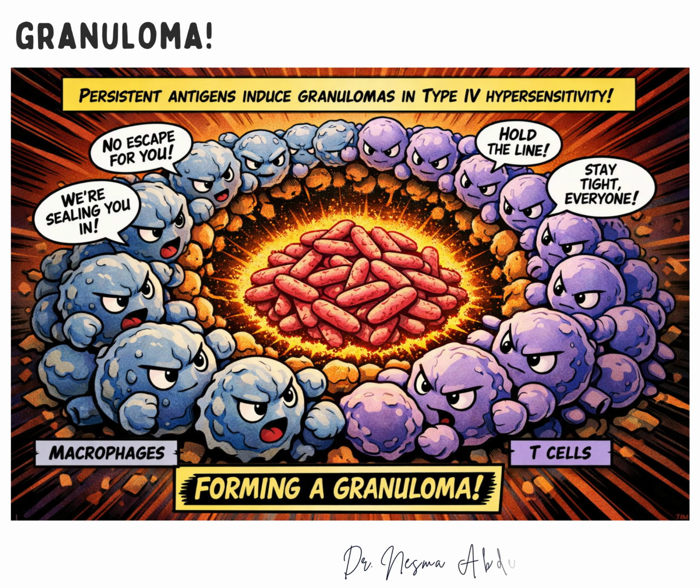In cases of persistent or difficult to clear antigens, type 4 hypersensitivity can lead to granuloma formation. Here, macrophages and T-cells encircle and wall off the persistent antigen, such as Mycobacterium tuberculosis bacilli. This forms a granuloma, a localized collection of immune cells that attempts to contain the threat. While granulomas can effectively limit the spread of pathogens, they can also cause significant tissue damage and dysfunction, as seen in diseases like tuberculosis and sarcoidosis. It's a testament to the immune system's persistent efforts, even when those efforts lead to pathology.